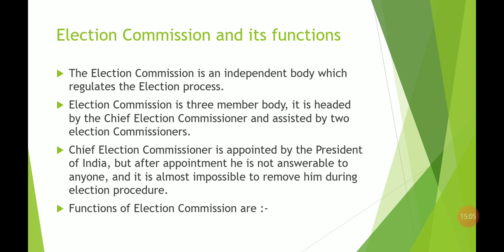So basically, the Election Commission is a 3-member body. It is headed by the Chief Election Commissioner and assisted by 2 Election Commissioners. There is a Chief Election Commissioner who is the head, and the 2 Election Commissioners help the Chief Election Commissioner.